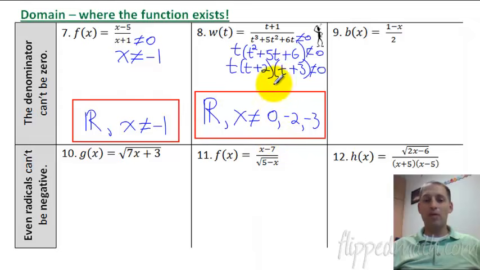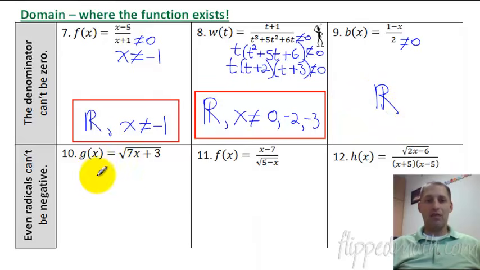We don't have to worry about whether or not it's removable or non-removable, like if it's a hole or vertical asymptote. That doesn't matter for finding the domain. We're just saying, where does this graph exist? All right, number 9. In this situation, we have that 2 cannot equal 0. Well, that is always going to be true. It doesn't matter what you plug into x. 2 will never equal 0. Therefore, in this case, we just say all real numbers. The domain is all real numbers.